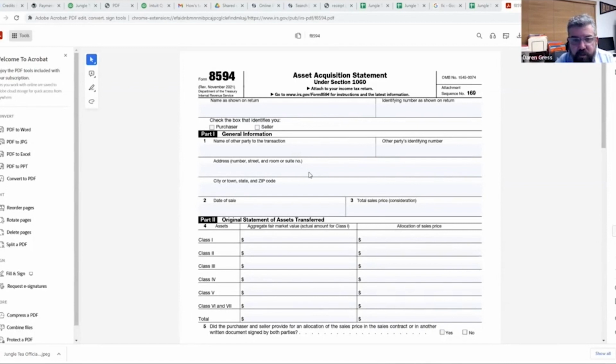So this one is a little bit simpler. You just mark if it's the purchaser of the business or the seller of the business. Each the purchaser and the seller has to include this form with their tax return. And they better match.